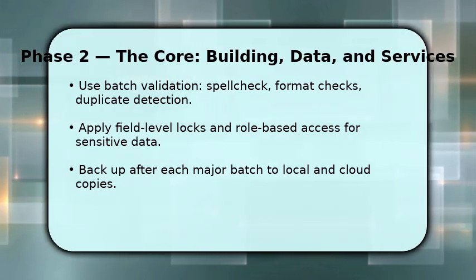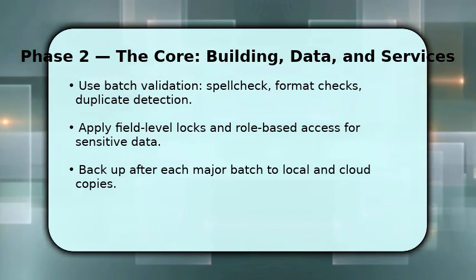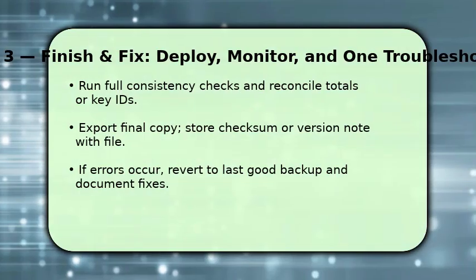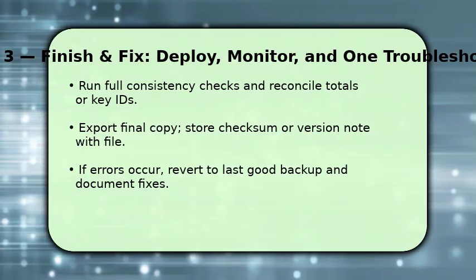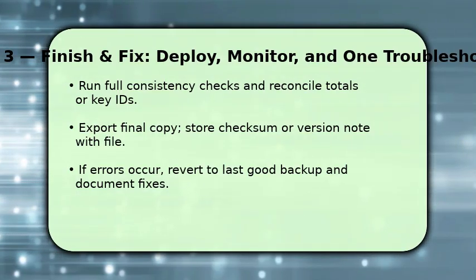If automation is available, write small scripts or macros to enforce rules. Then run them and review flagged issues before proceeding. To finish, run comprehensive consistency checks. Totals, key ID, and cross-field logic must reconcile.